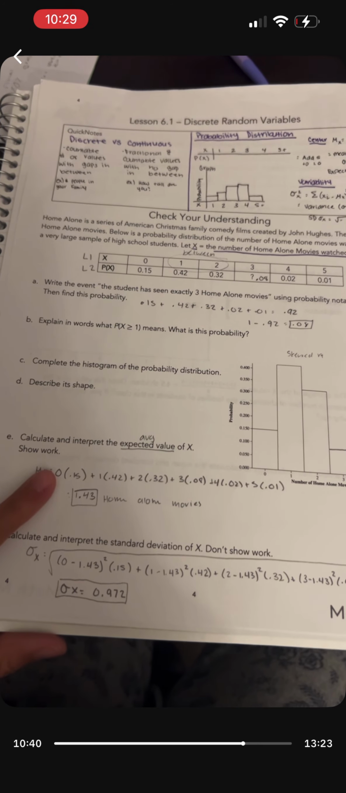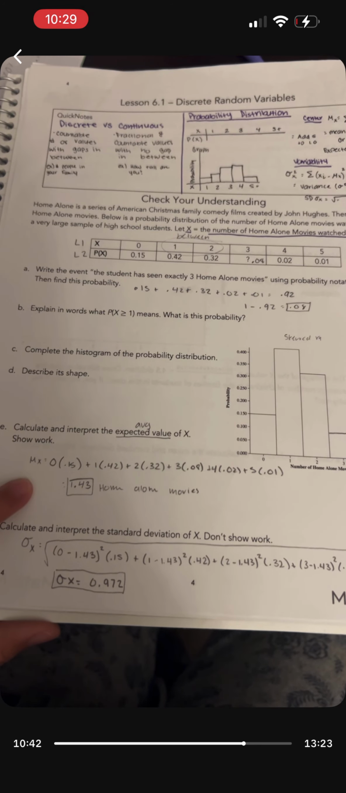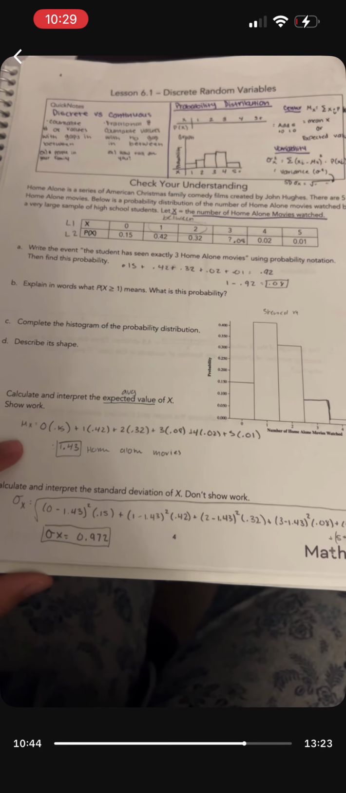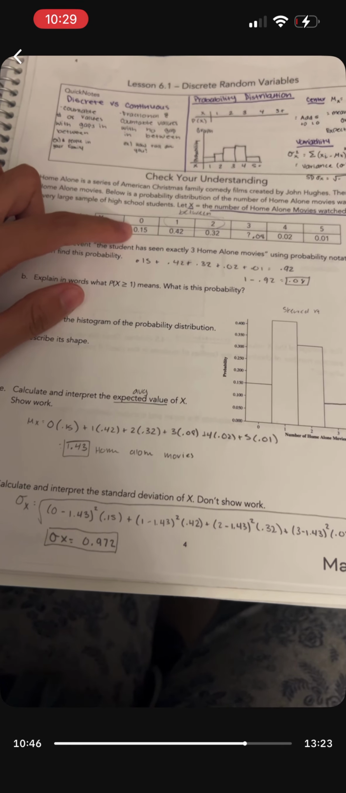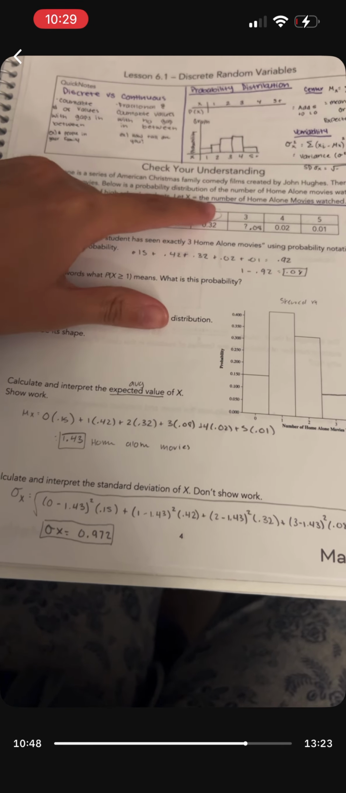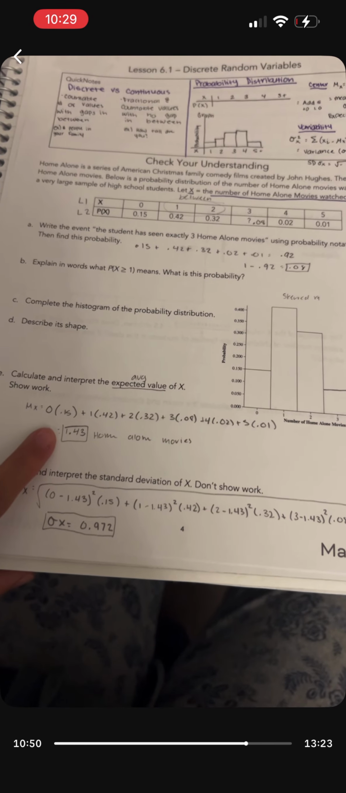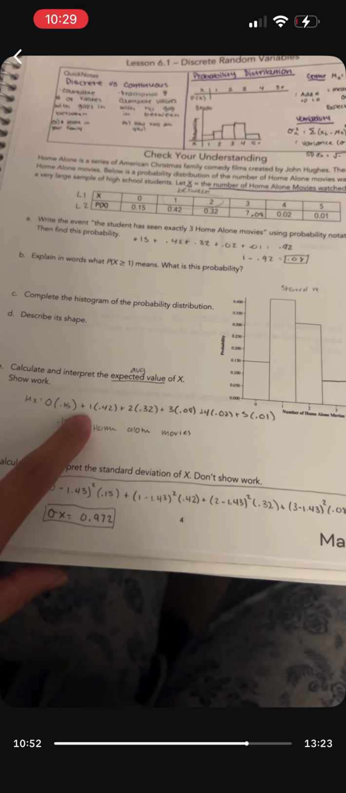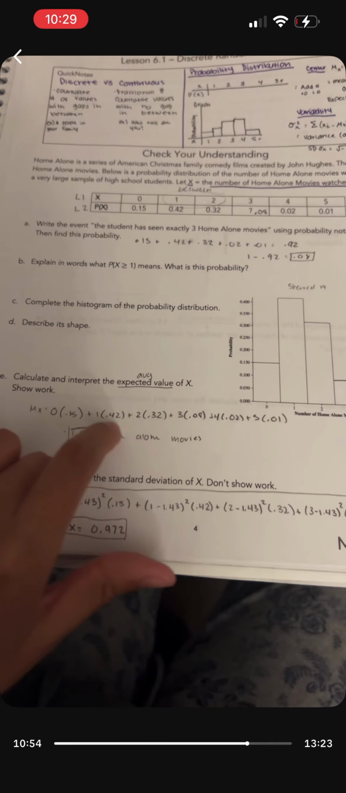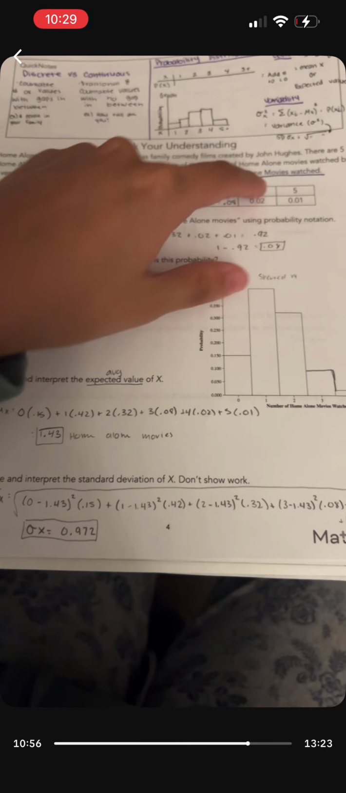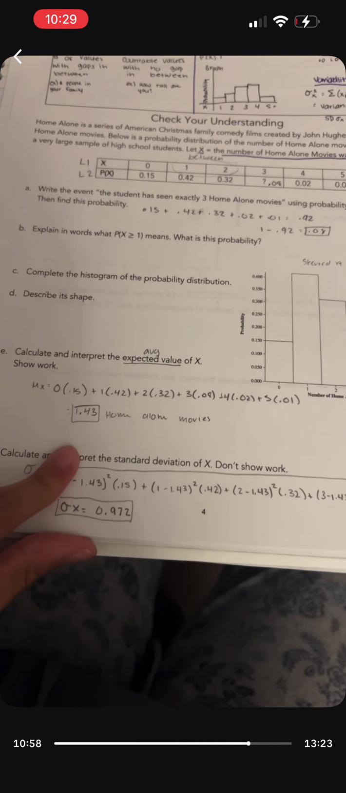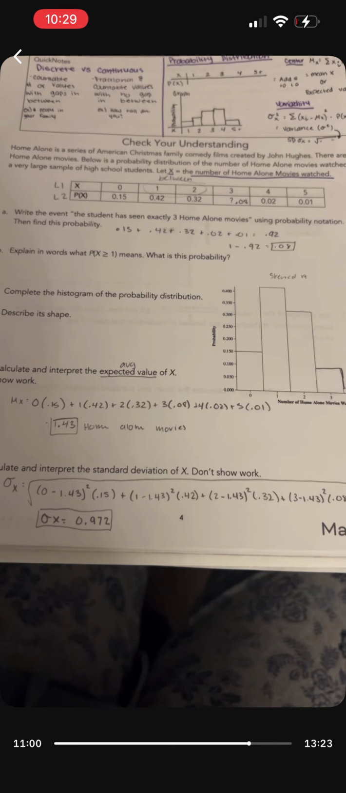So right here, it says calculate and interpret the expected value of X, show your work. So basically what you're doing is you're just multiplying these two and adding it to every single one. So we did 0 times 0.15 plus 1 times 0.42. So you just do that for all of them, and then you put it in the calculator, and then that's what I got for this one.